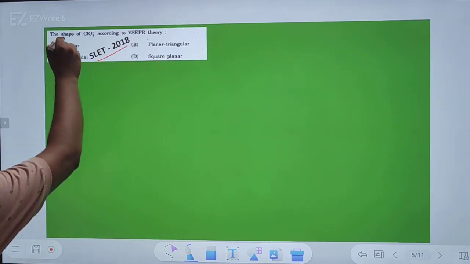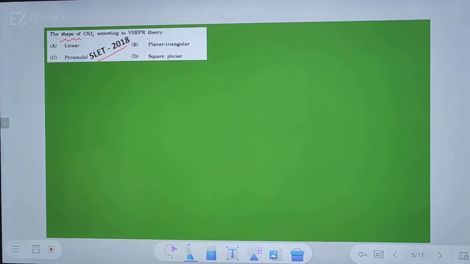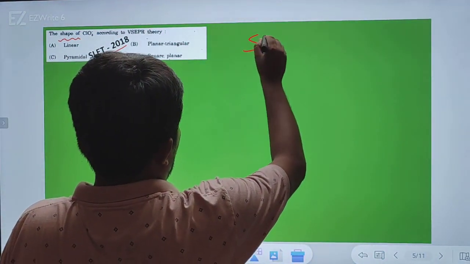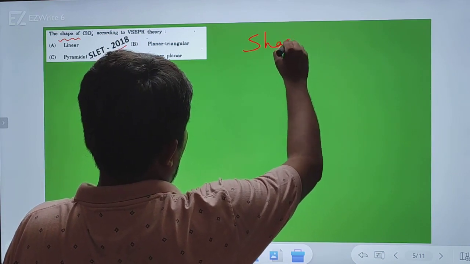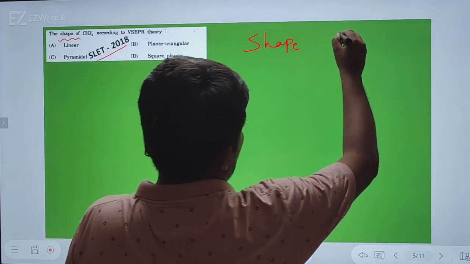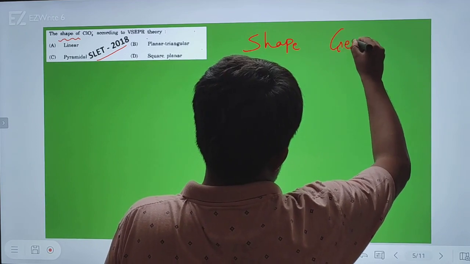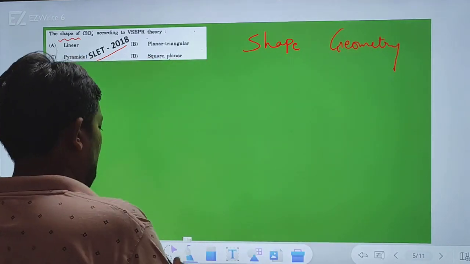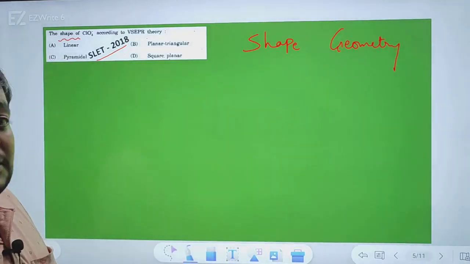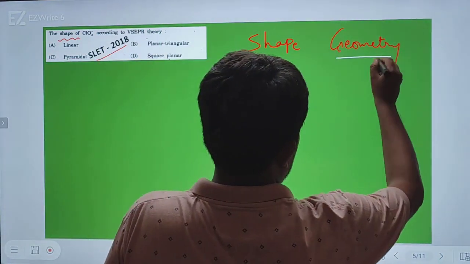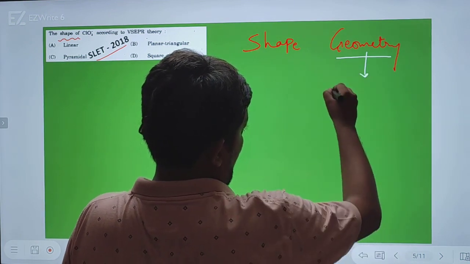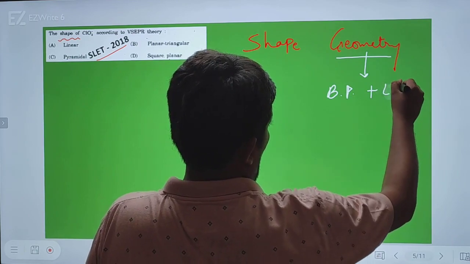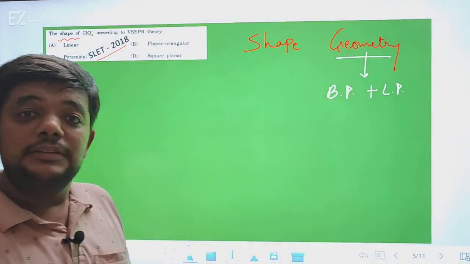It is very clearly written shape. So be very precise while answering. Generally it is formatted that you have shape and geometry both to be addressed. Now whenever someone asks for geometry, generally it is in the knowledge that both bond pair and lone pair are to be considered.